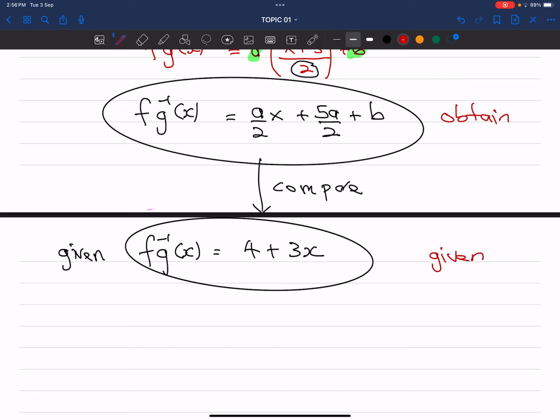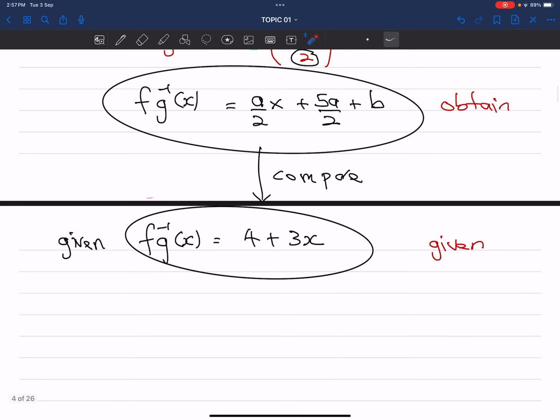So we compare. The first thing you notice: here we got 3 terms, here we got 2 terms. That's the first thing you notice. Second thing you notice, the first term has x here, but in the given one the first term has no x. Only the second term has x.